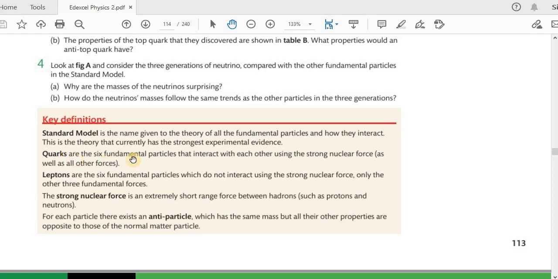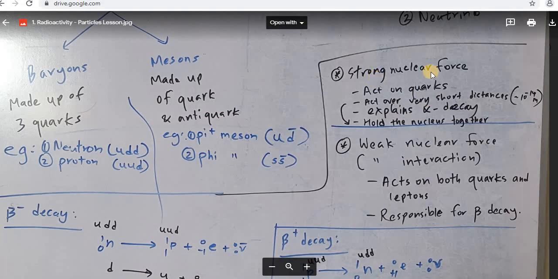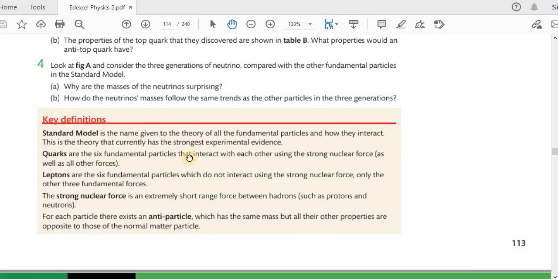Okay, so quarks are 6 fundamental particles that interact with each other using the strong nuclear force as well as other forces. Remember I had explained that here in the notes. Strong nuclear force, yeah. So strong nuclear force acts on quarks. Again, showing the same thing because it's important.